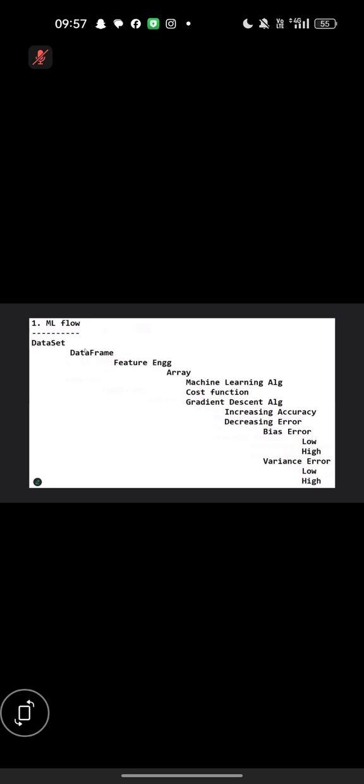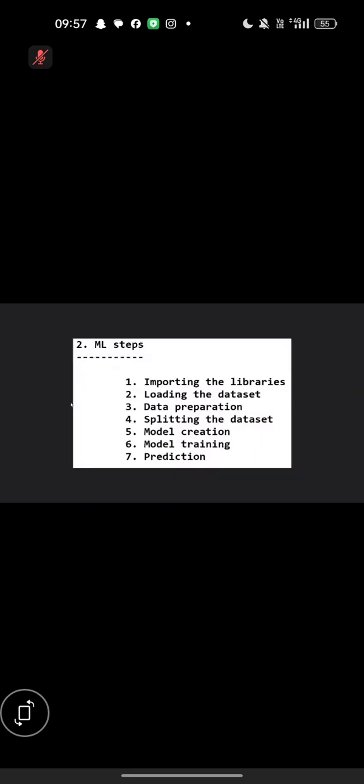I don't want to explain first step, second step, third step, fourth step, not like that. I would like to start from left to right. You will get more clarity. That is the main motto. What is the second one? ML steps. What is the third one? Input, output, model and error. Error never be 0. Error never be negative.